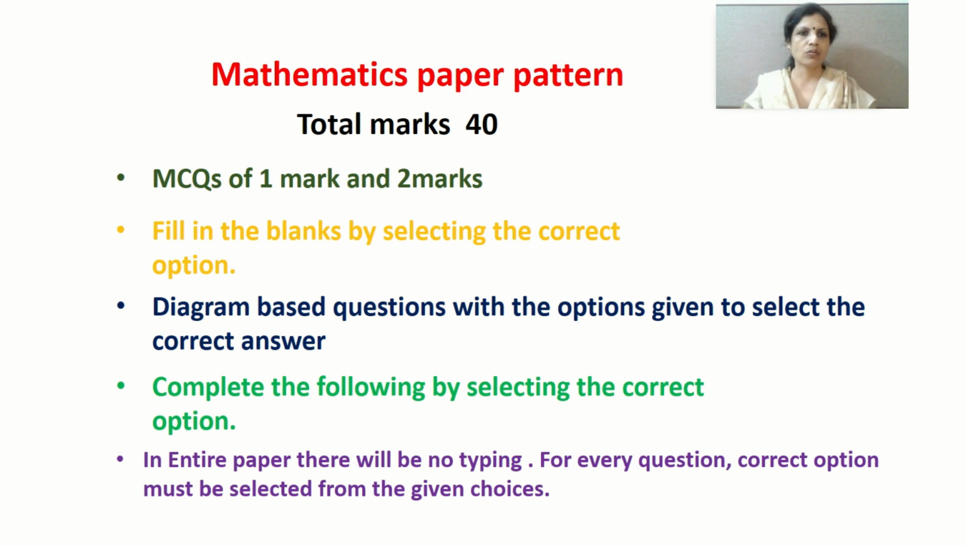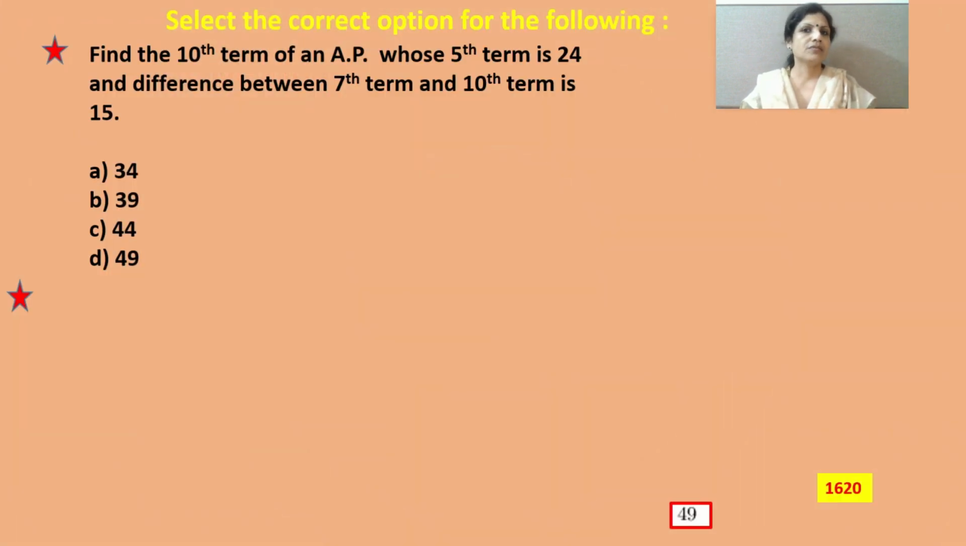So here is the question. This is from arithmetic progression. Find the 10th term of an AP whose 5th term is 24 and the difference between the 7th term and 10th term is 15. See children, the moment you read it, you can't make out what the answer will be. Unless and until you solve it, we cannot find out the answer in the paper of mathematics.